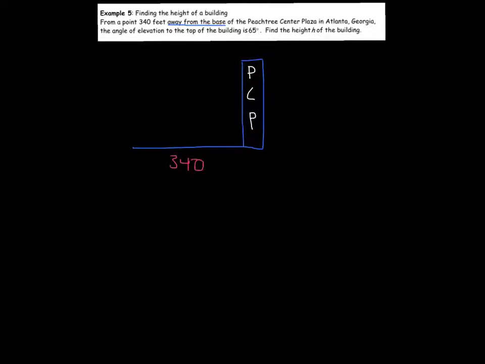Okay, the angle of elevation. Now, let's talk about that. The angle of elevation is nothing more than the angle from somebody that is standing on the ground looking up to an object that is on top of a building. That angle is going to be 65 degrees. So 65 degrees. Okay? And what are we looking for in this problem? We are looking for the height of the building. So we'll call that H.